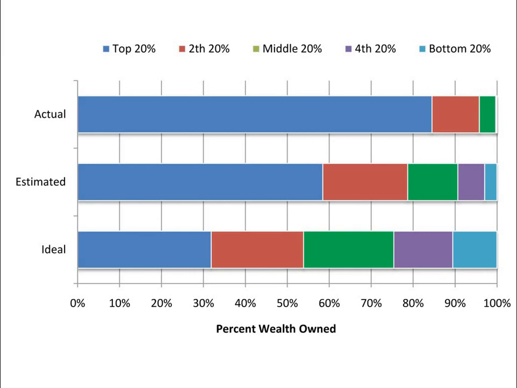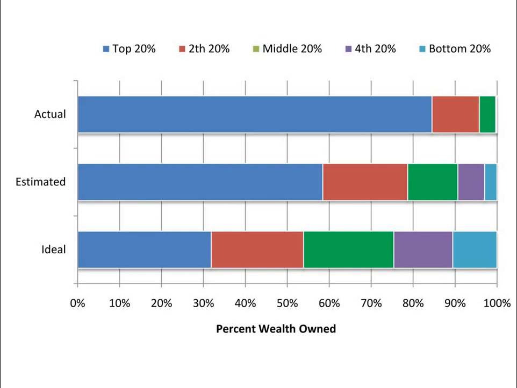Now, this is an interesting chart because in this chart, people have been surveyed and they've been asked, if you divided the United States up into quintiles, every 20%, so you have 5 quintiles, what do you think the ideal distribution of wealth should be? And the bottom bar on the chart is the ideal. That's the way people think it should be distributed.